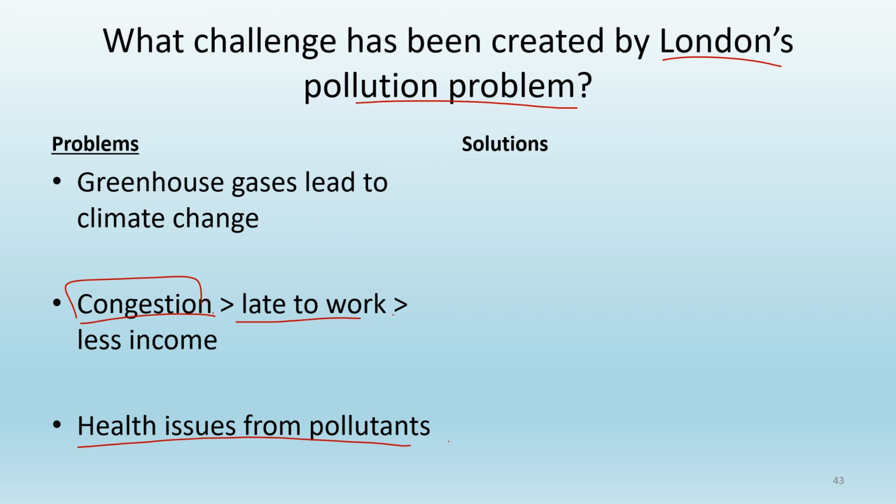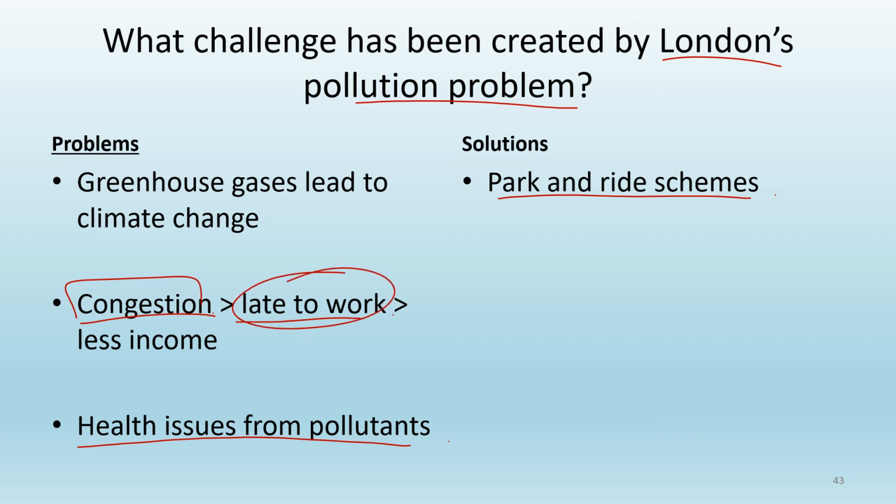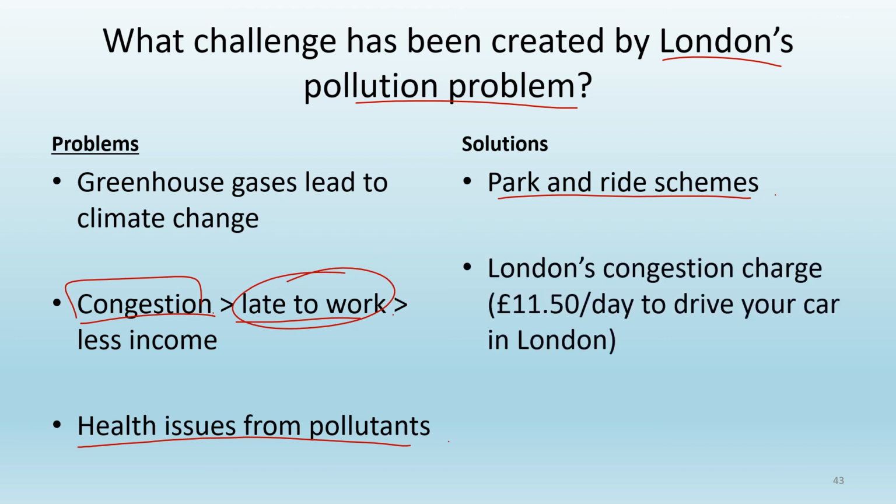So what is London doing to overcome this? They have park and ride schemes where you park on the outside of a city, you get the bus in, therefore reducing the number of cars on the road, reducing the challenge of pollution, and also reducing the number of people late to work because there's going to be less congestion.